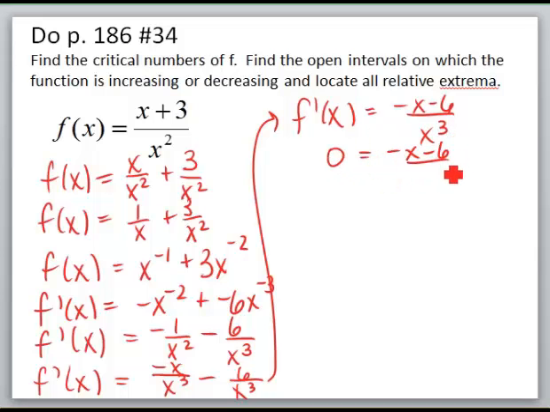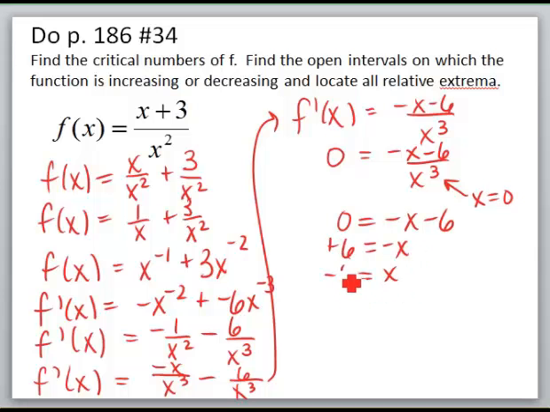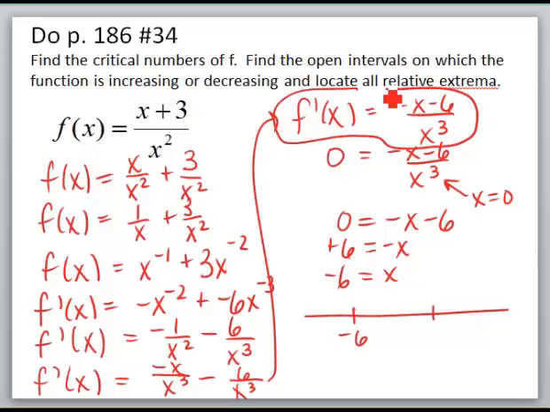I'll take note that on the bottom, I need to test x equals 0 because it's going to be discontinuous. It's discontinuous on the function. And I also need to figure out what the top gives me and where it's equal to 0. So if I do that, I get x equals negative 6, there is a critical point or critical number. We need to test those on an interval, so I'm going to put 0 and negative 6 on my interval, and I'm again going to be testing the first derivative.